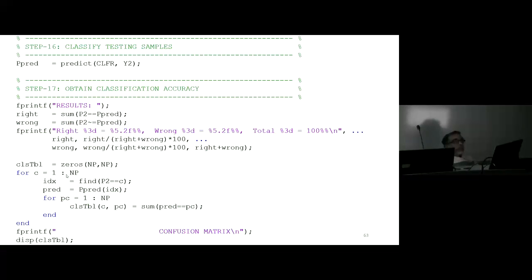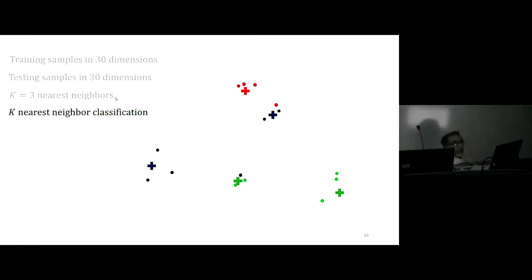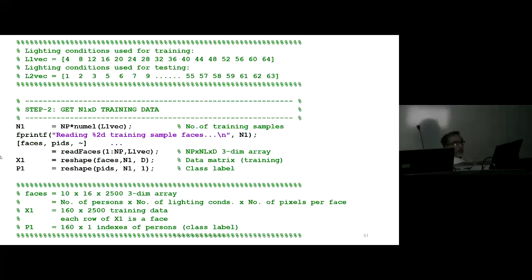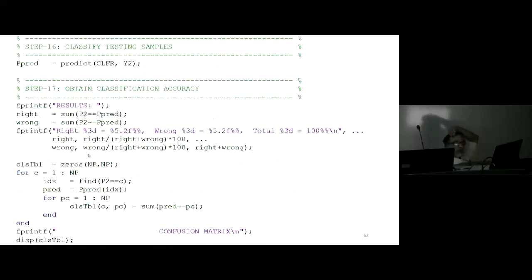Likewise, for Y2, the corresponding class labels will be P2, which we have read off here. I didn't write that part of the code either. I probably should have. But I again read faces using L2 vec, and then I'll get X2 and P2. And N2 would be NP times the number of elements of L2 vec.